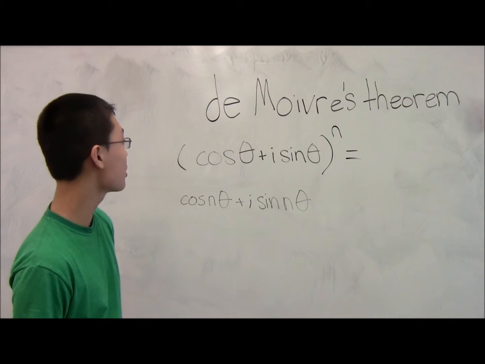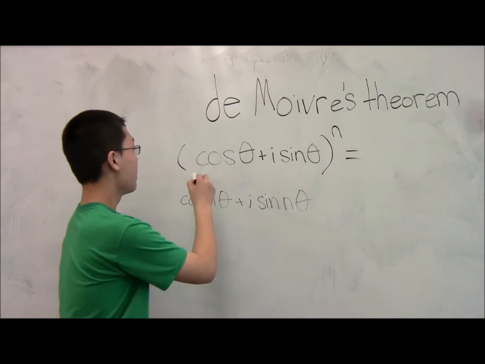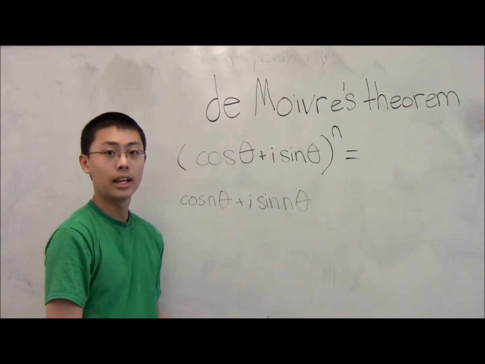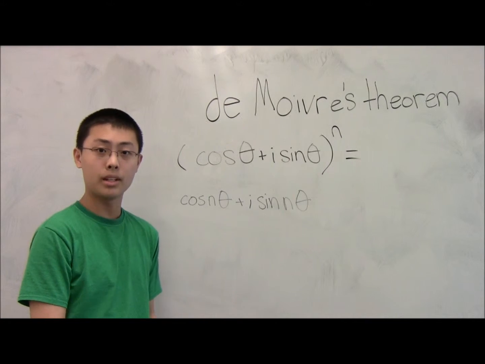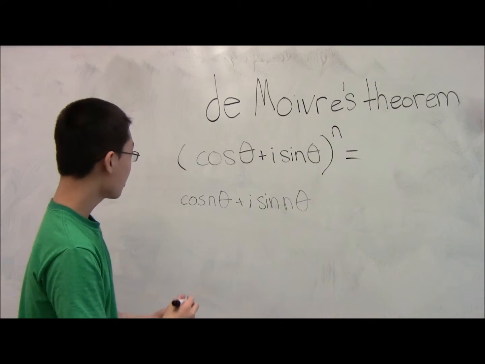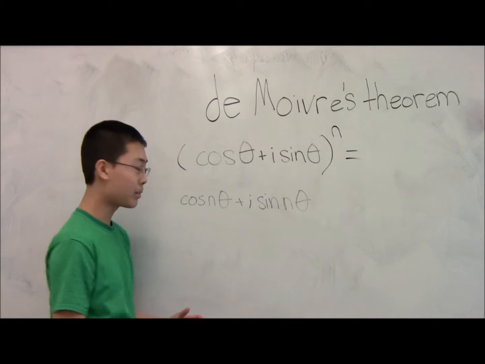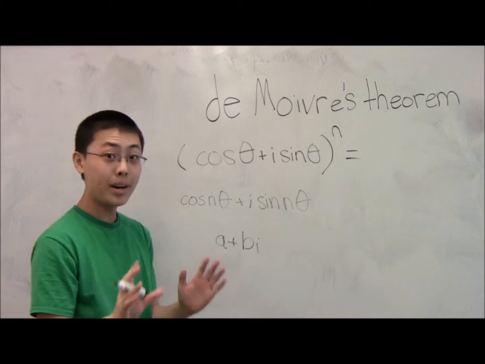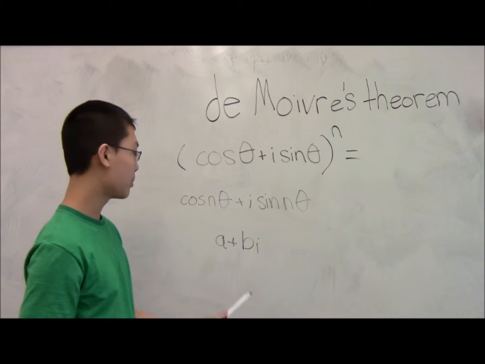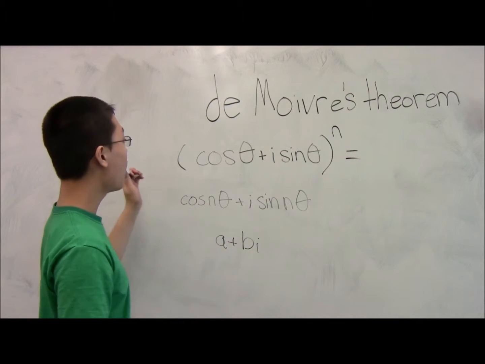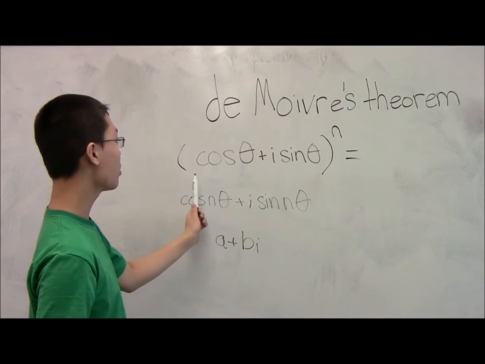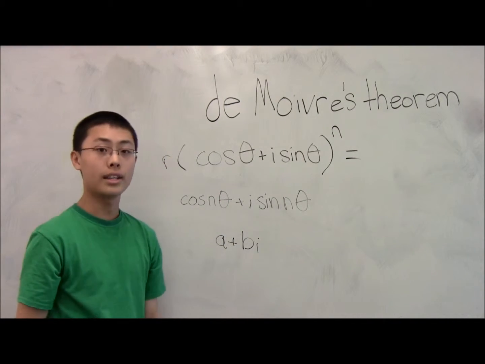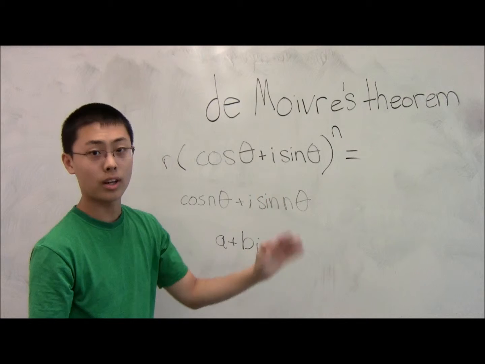To solve that, first I want to point out that this expression in the parentheses is essentially the polar form of a complex number. Normally, we see complex numbers as a plus bi. But all complex numbers that are expressed as a plus bi can also be expressed as the cosine of theta plus i times the sine of theta. Or more accurately, there's an r on the outside as well to account for all complex numbers.